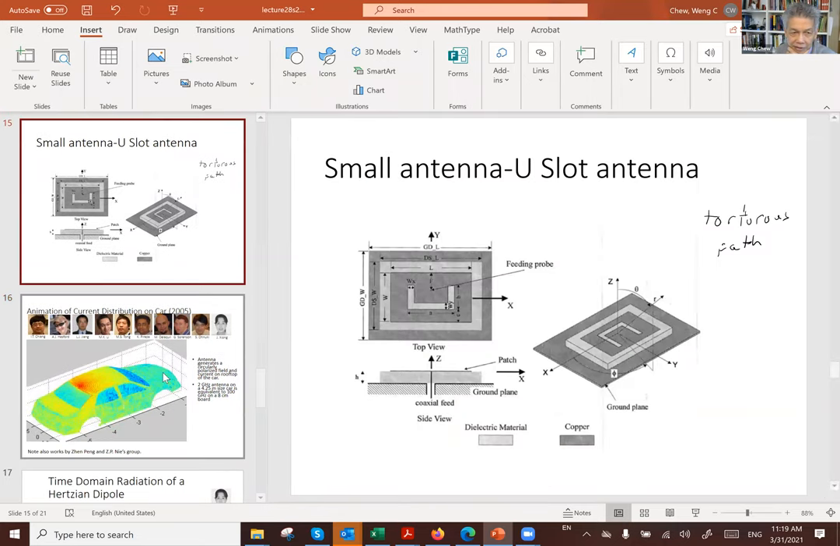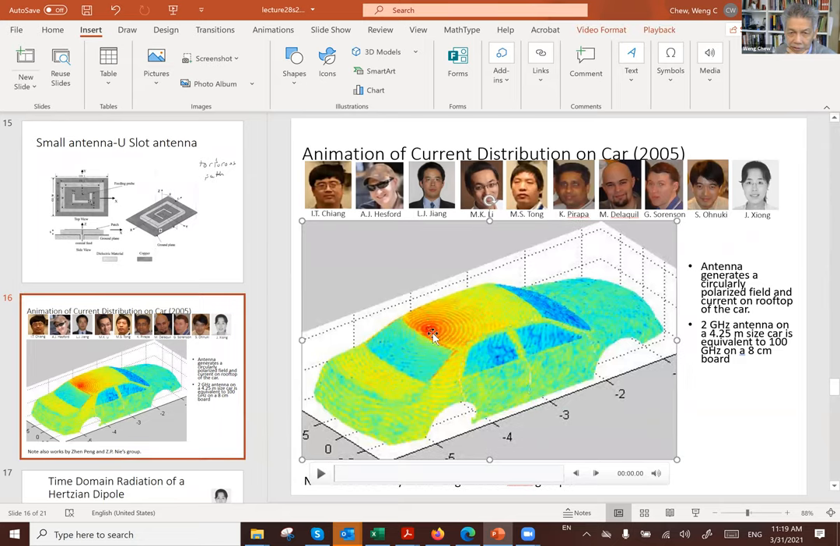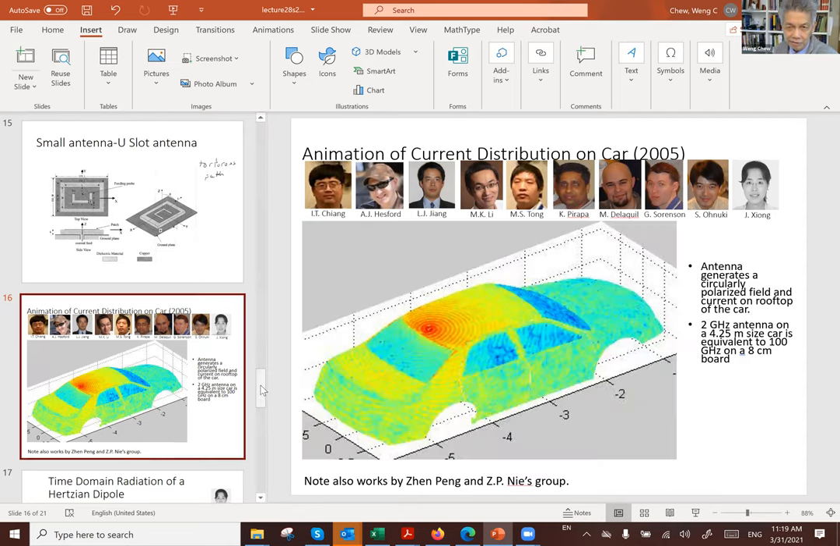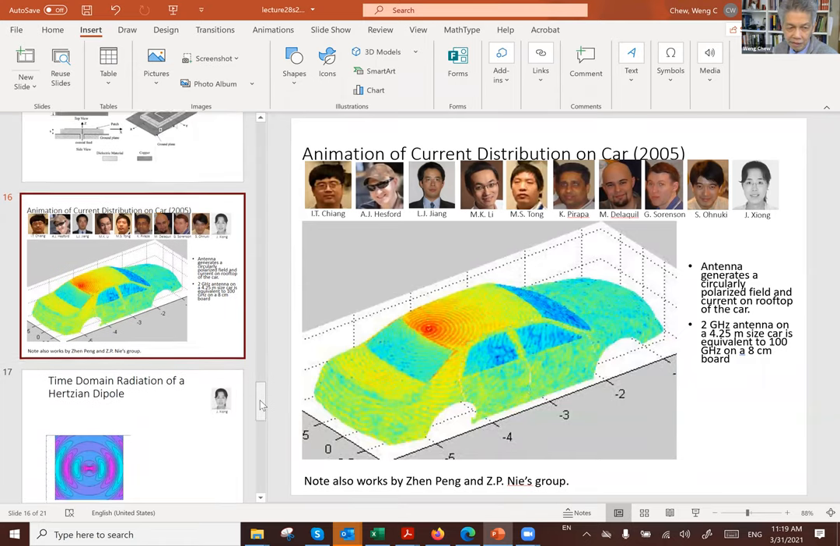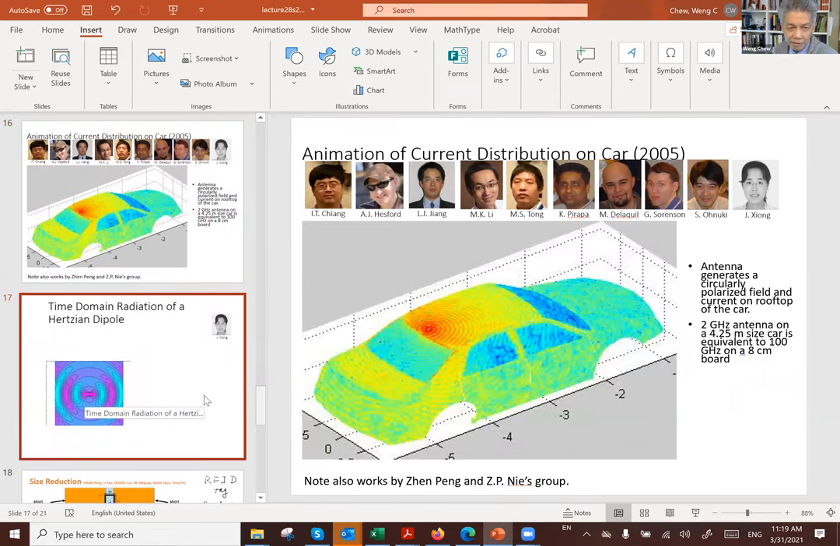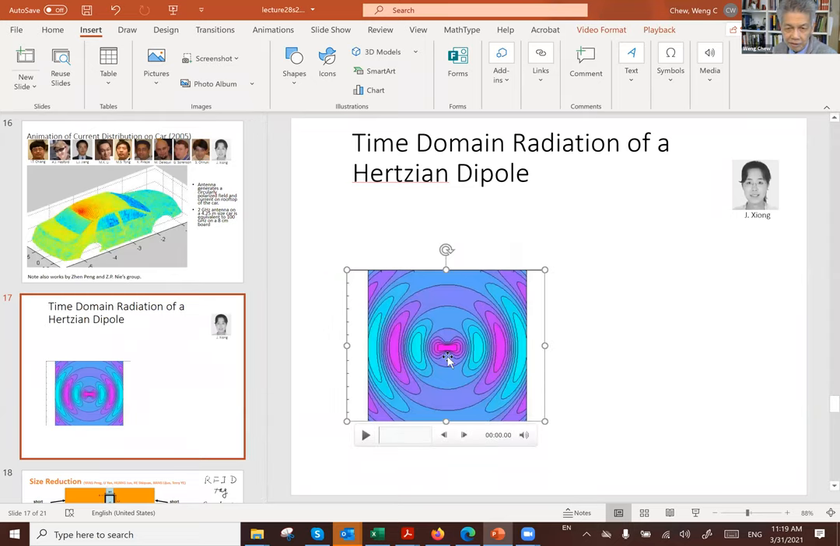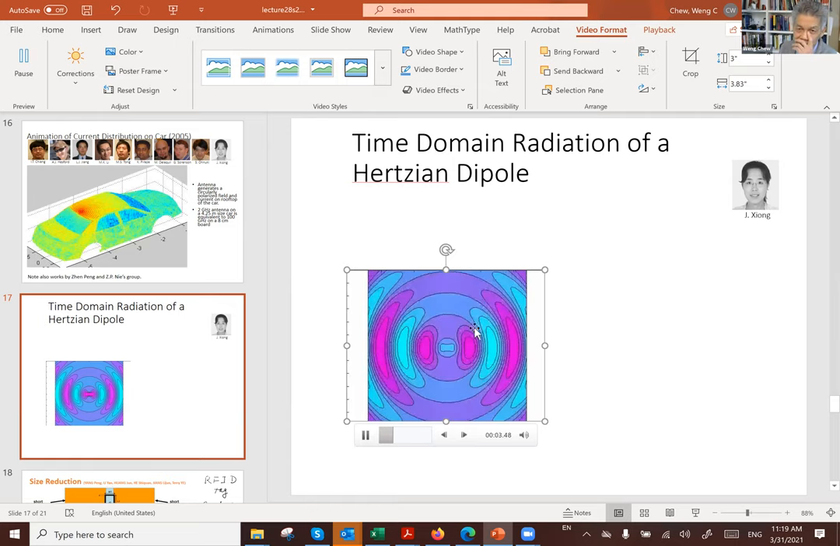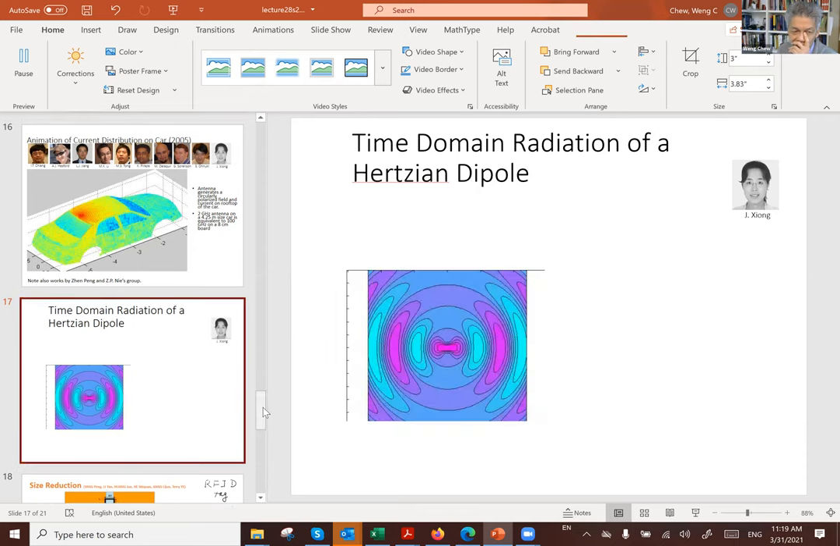And then many years ago, I used to work for General Motors to help them simulate antennas on top of a car. And it's quite a difficult thing to do, but we were able to do that with a team of research scientists and students working together. And here is another example of where you can see simulations. I think I've seen this before. Essentially, the electromagnetic field has to tear off from the source before it can radiate, okay?